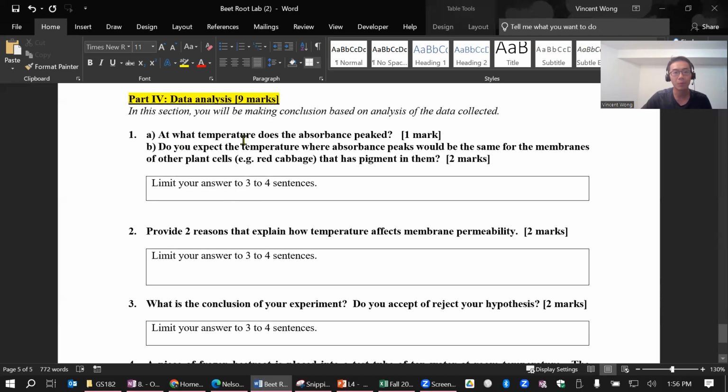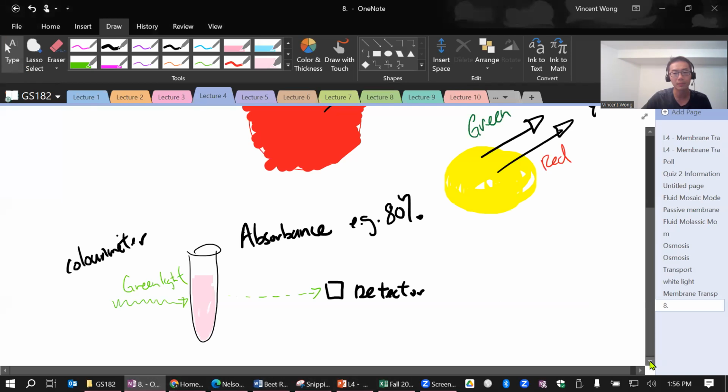Okay, next one. At what temperature does the absorbance peak? So I want to clarify this as well.